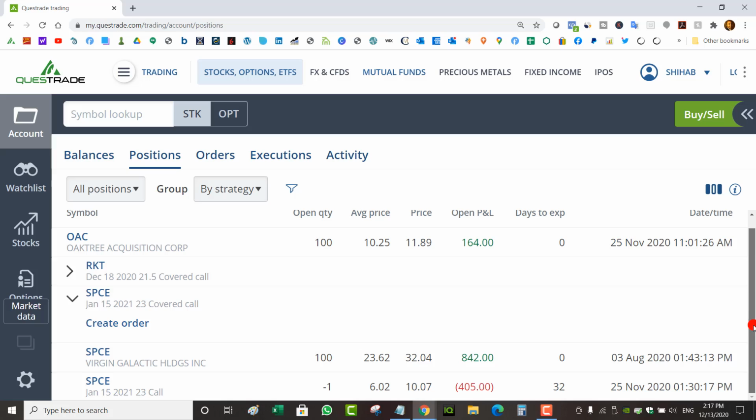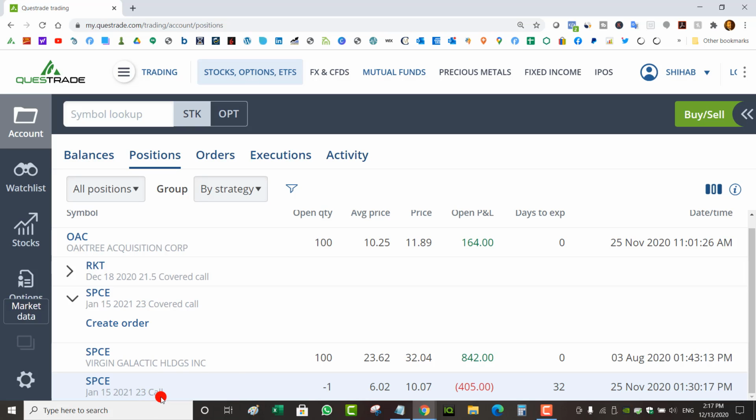And then Virgin Galactic. This one, same concept, except that this one, the stock flew. So now it's going to be harder to collect premiums from the at-the-money strike of 23, which I started with. So by buying back this call option, which I'm down $400, and selling the next expiry at the same strike, I could do it for a credit, but it will be for a smaller credit than what I started off with.